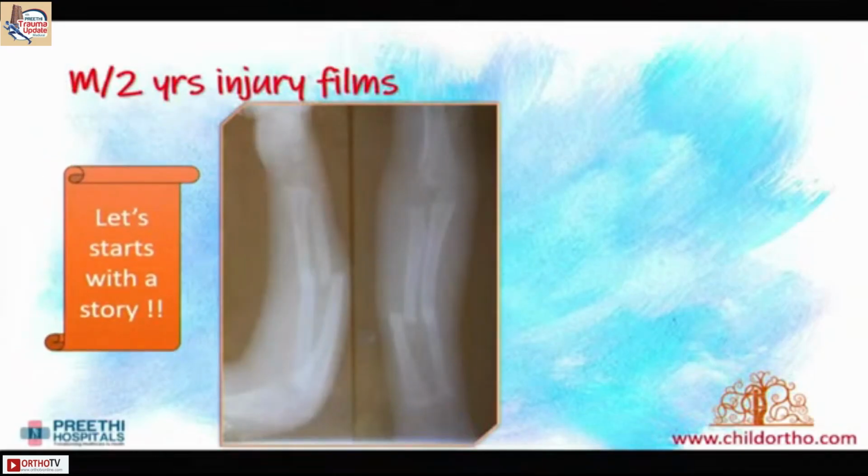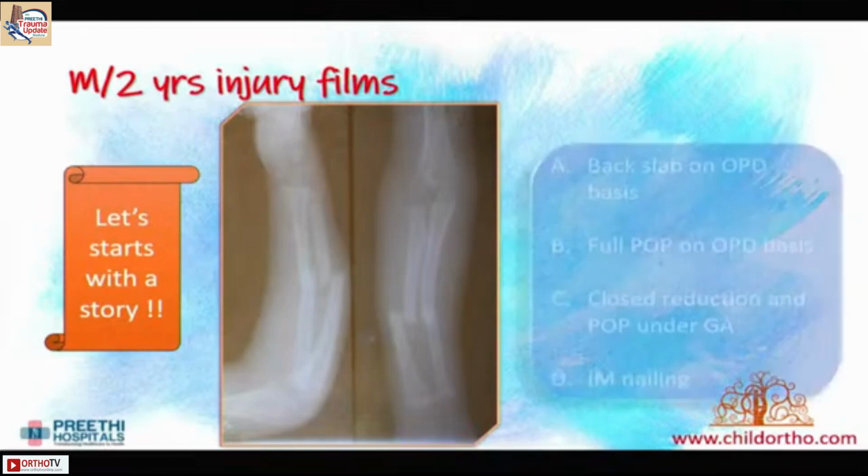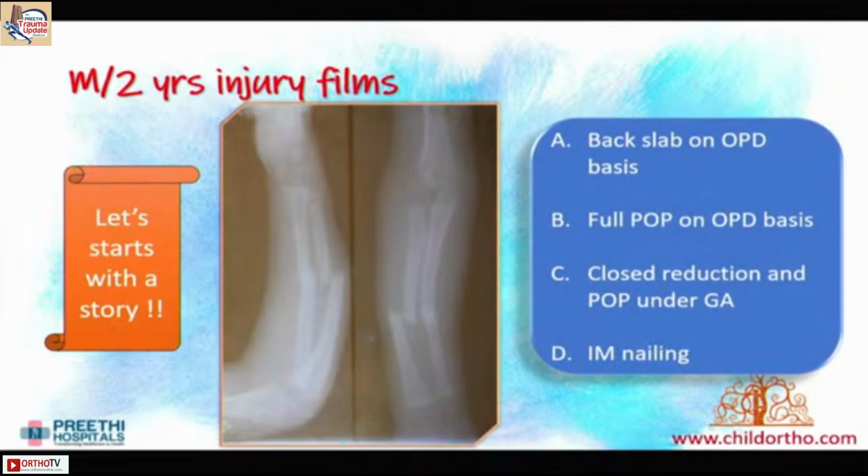So let's start with the story. A 2-year-old, and this is an injury film. I know it's not a very good picture, but what do you think you want to do here? How many would just give a plaster on OPD basis? Just raise your hands. Okay. How many want to do full POP on OPD basis? Okay. Close reduction and plaster? Okay. And IM nailing? Nobody.